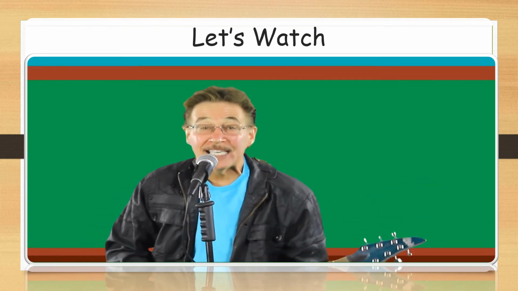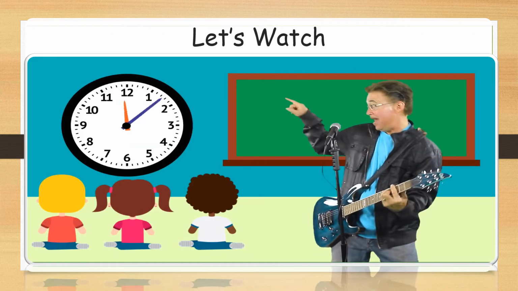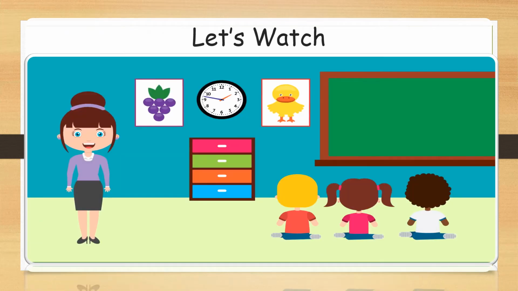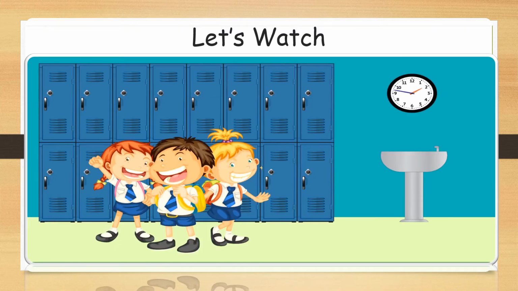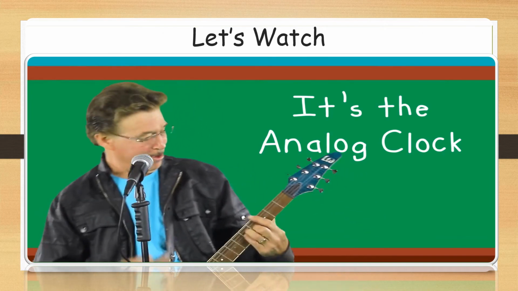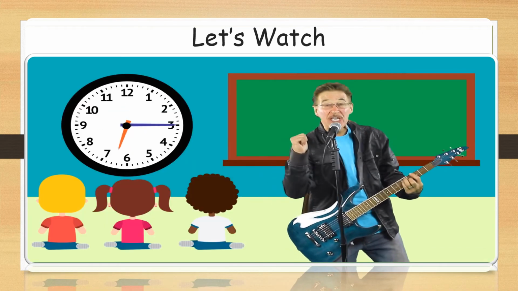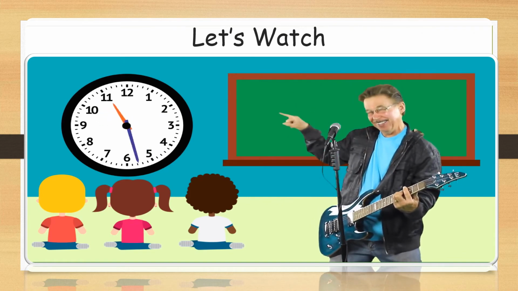Tick tock, let's learn about the clock. Tick tock, the analog clock. You see them on the wall in your classroom or the hall. A lot of people wear them on their wrist. It's the analog clock. Now sing after me and let's learn about the analog clock.